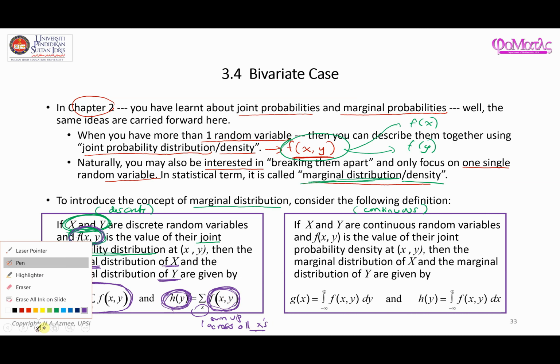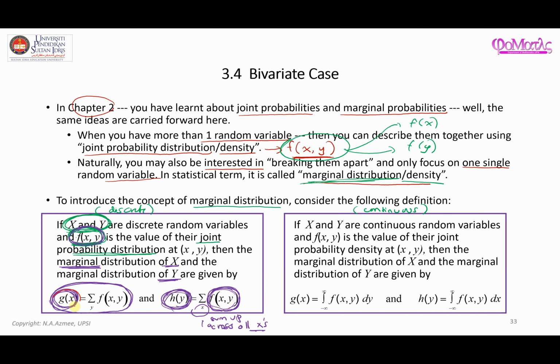And to get the marginal distribution of x, you're going to sum up all the values here with respect to y. So you're going to sum all the values across all y's. Don't worry too much about this mathematical notation here. You will see it more clearly when I present an example later on.